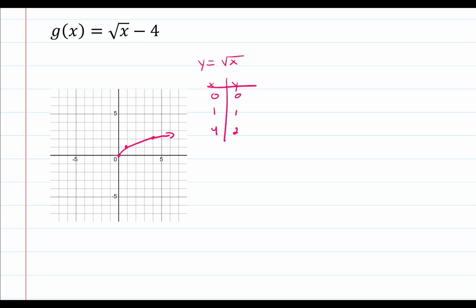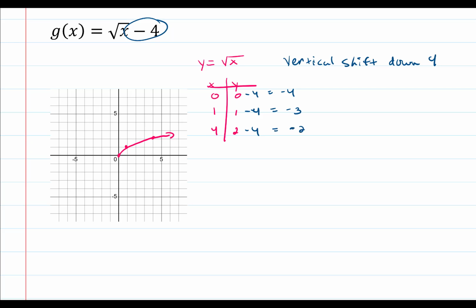Now I'm going to identify the transformation. I notice that I have -4. This means that the k value is actually negative. So I have a vertical shift down 4 units. So in my table, I would subtract 4 from every y coordinate, giving me new y coordinates of -4, -3, and -2.